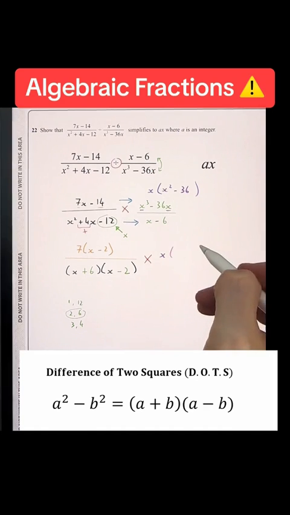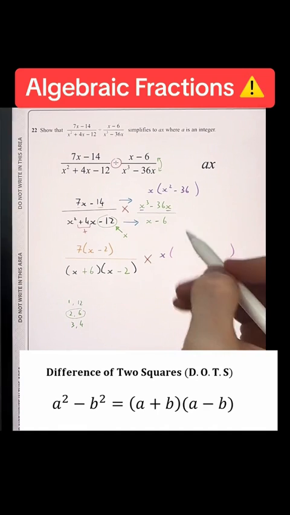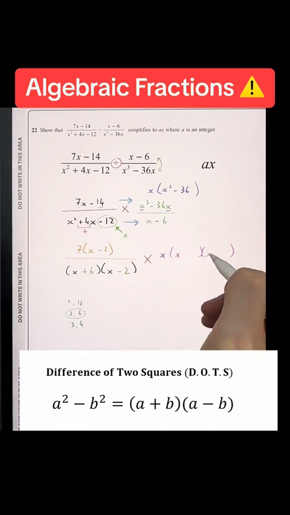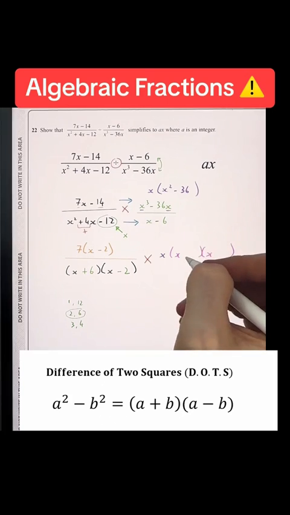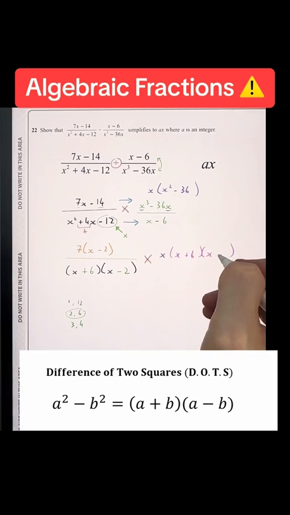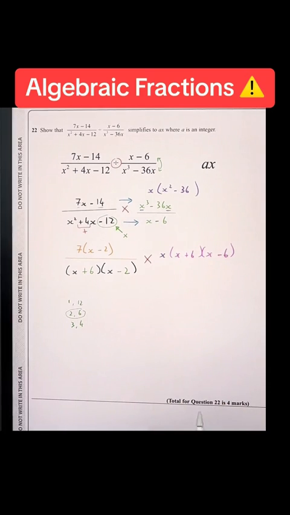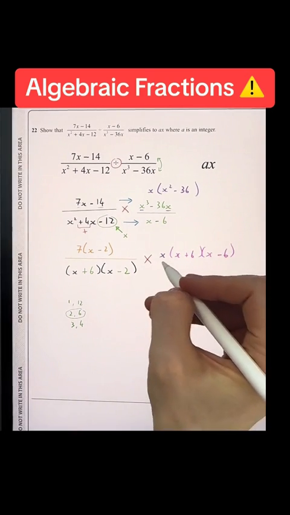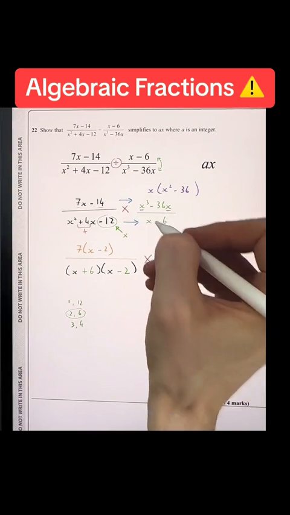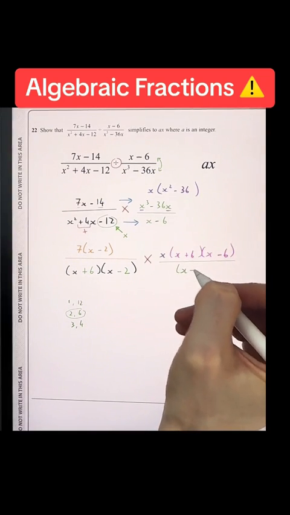So I'm going to start with my double brackets. What times itself gives us x squared? We know x and x. Well, 36 is 6 squared, so it's going to be plus 6 and minus 6. And on the bottom, I've got x minus 6. If you've got two terms and there's nothing common, I can still place that inside single brackets. So that's the same as having brackets x minus 6.